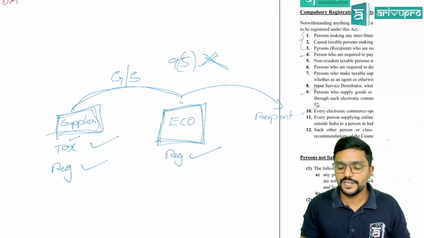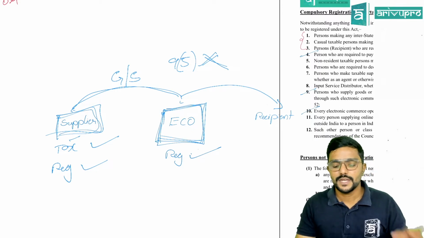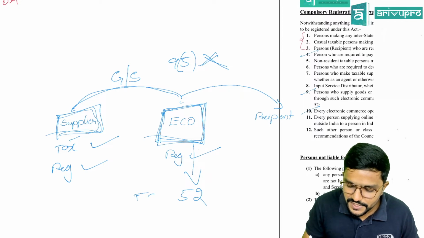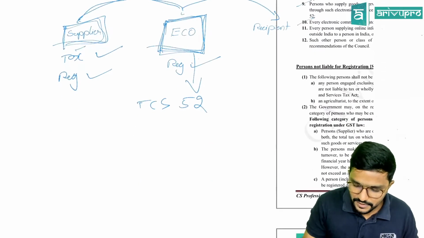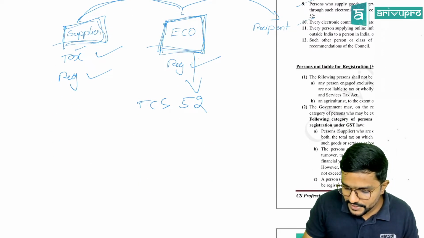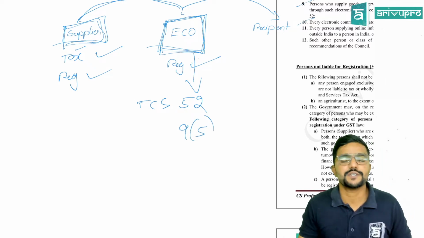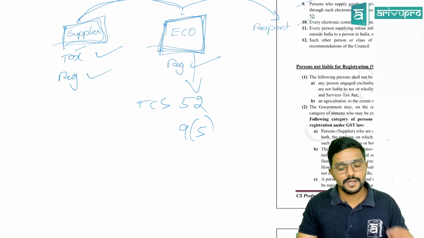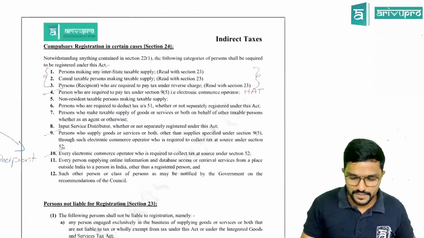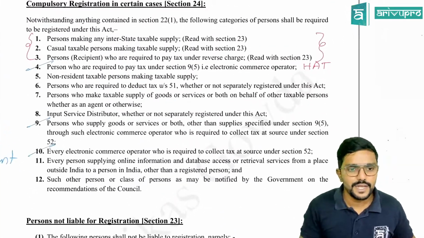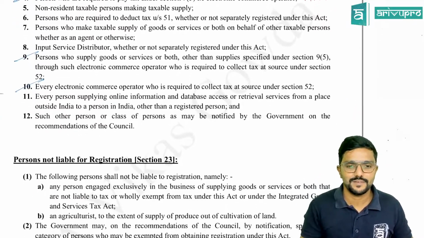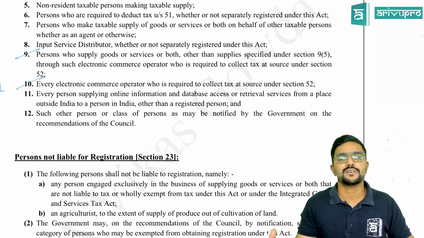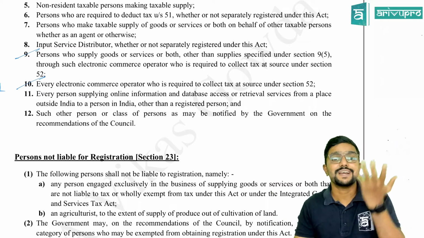Clear? So for ECO, two things are covered. If they are covered under section 52, that is the TCS section, they have to get registered. Or if they are covered under section 9(5), they have to get registered. Who? Electronic commerce operator. So this is the summary of the 4th, 8th and 10th points, guys, because all three talk about electronic commerce operator, so you may get confused: sir, what exactly is this and that?